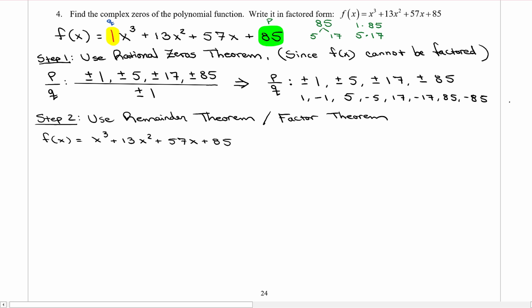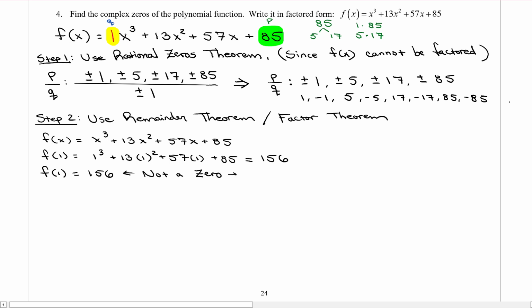So my function f of x is equal to x cubed plus 13x squared plus 57x plus 85. I'm going to find f of 1. And whatever f of 1 is equal to, that's the remainder that I'm going to get. So f of 1 is equal to 156. That's a remainder of 156. My goal is to have a remainder of 0. This is not a 0. Therefore, I keep on going. I'm not going to use 1. I'm going to cross it out.